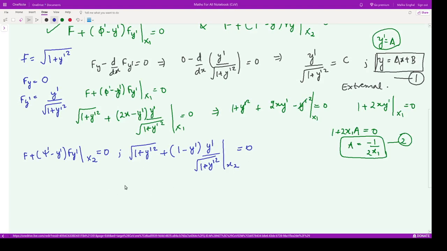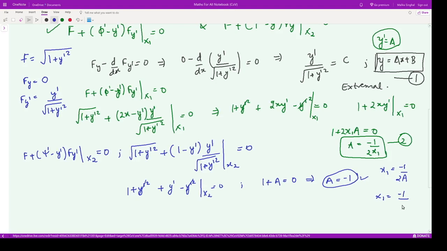So let us solve this a bit. Taking LCM, we'll get 1 plus y dash square plus y dash minus y dash square at the point x2 is equal to 0. So this and this cancel. And what is y dash? Y dash is a. So we have 1 plus a equals to 0. This implies a is equal to minus 1. So we obtain a as minus 1. So from equation 2 we have x1 is equal to minus 1 upon 2a. So in that case x1 would be equal to minus 1 upon minus 2, or simply x1 is equal to 1 by 2.